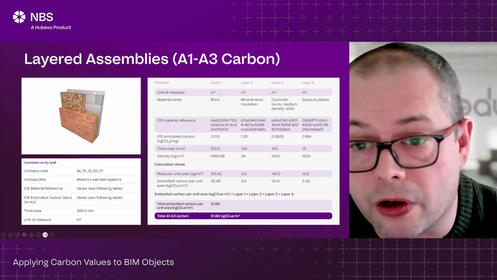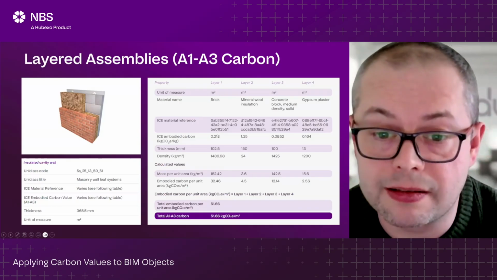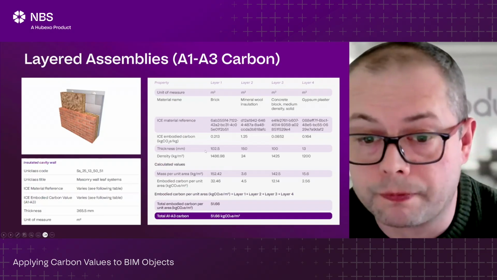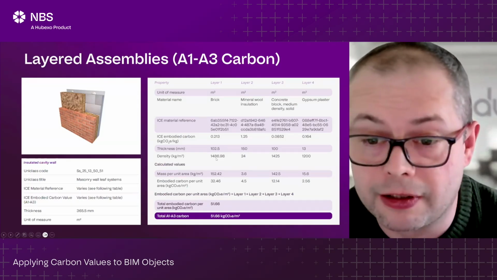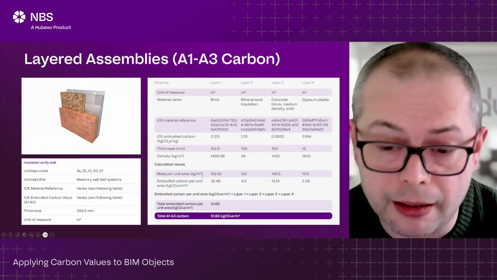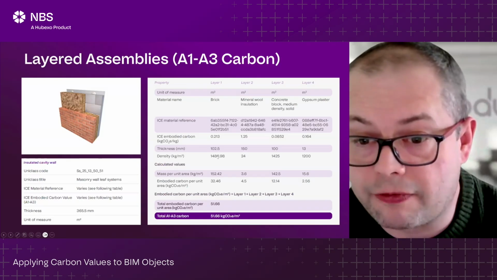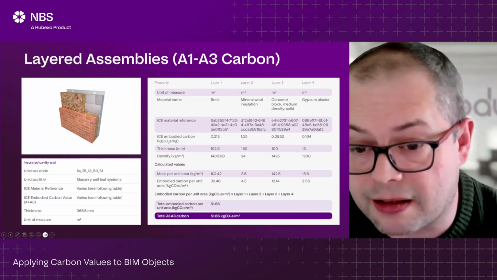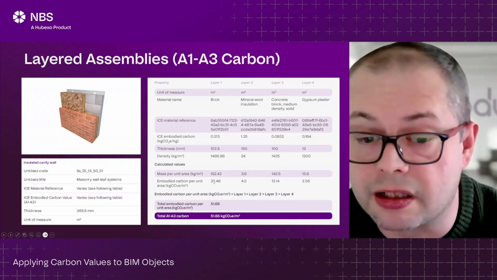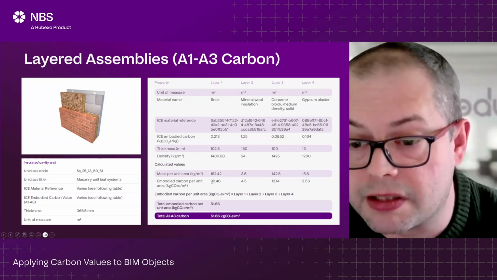So if we look at layer one, we've got a meter squared of brick. We've got the ICE material reference for brick, which is available from the ICE database. The ICE embodied carbon figure for kilograms of brick wall. The thickness, which is 102.5, and then the density, which is just short of 1,500 there. The mass per unit area from that, which we can then calculate from the density and the thickness, is calculated here. And then all we've got to do is take that mass per unit area, again, like we did previously, multiply it by the carbon value to give us the total embodied carbon per meter squared.